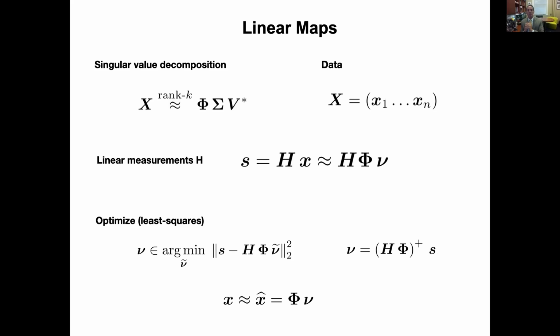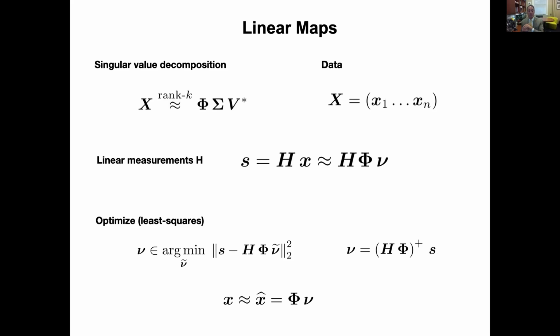So suppose I have some linear measurements H, so just look here, S is equal to HX. And X itself can be approximated in a low-rank subspace by its projection onto those SVD modes, so in other words, phi nu. So nu tells me the projection of the X onto this low-rank subspace. And so the idea here then is you just optimize, or least square fit, how to best do this.